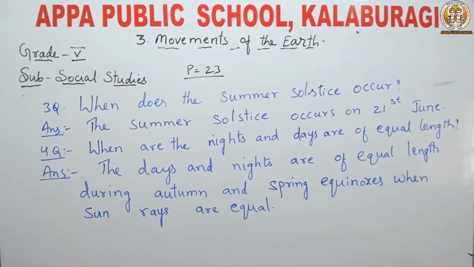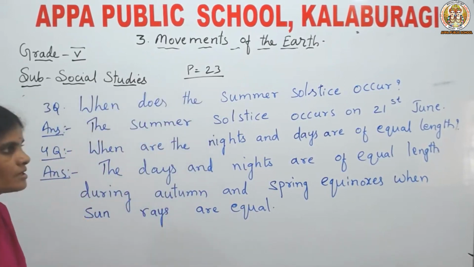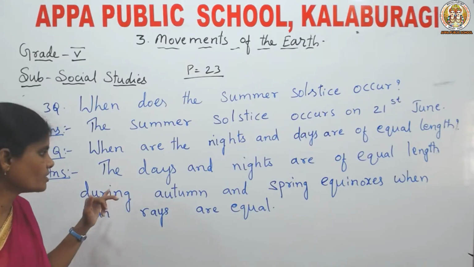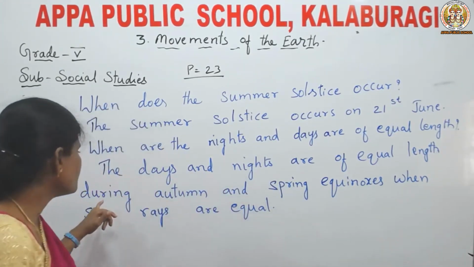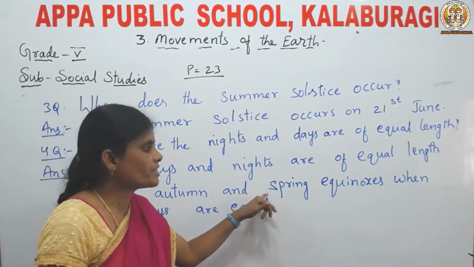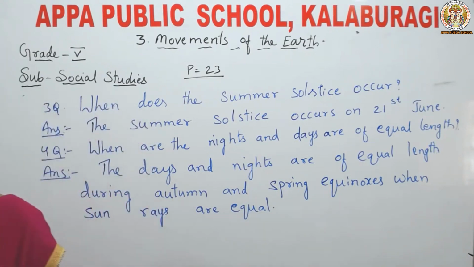See children, what is the question? When are the nights and days of equal length? Okay. When do we have the days and nights equal? The days and nights are of equal length during autumn and spring equinoxes when the sun rays are equal. Okay. This is the answer.